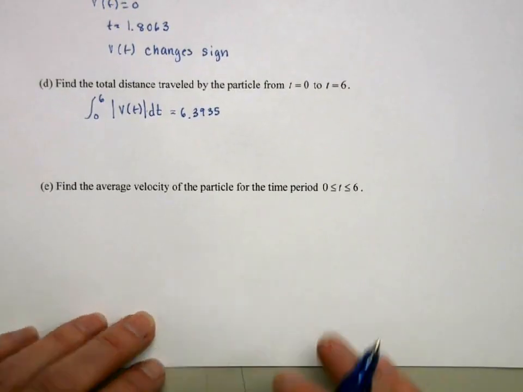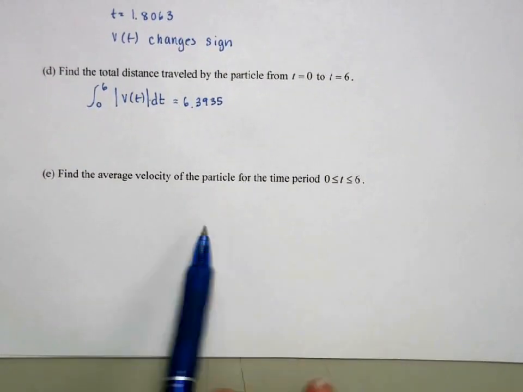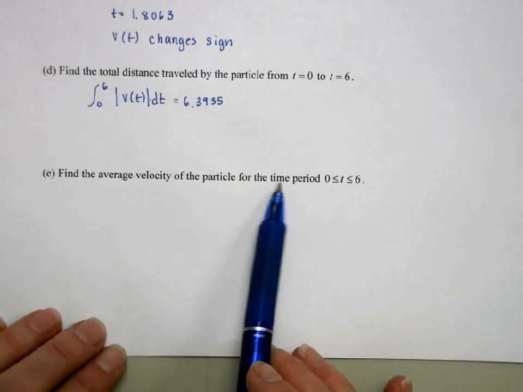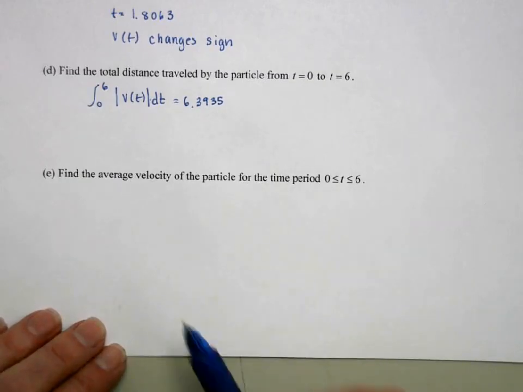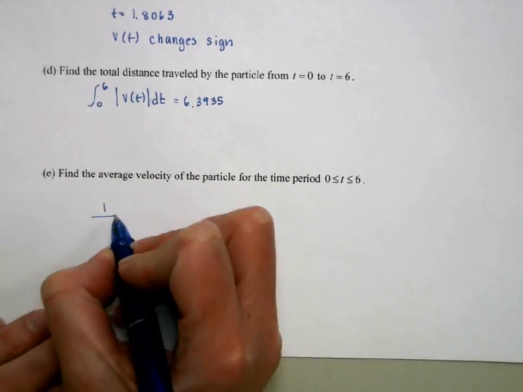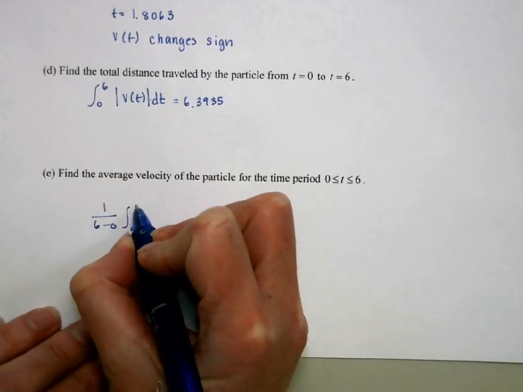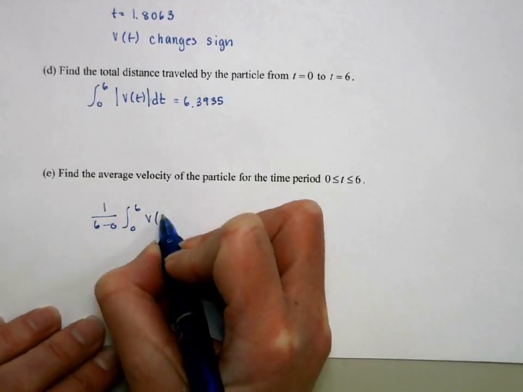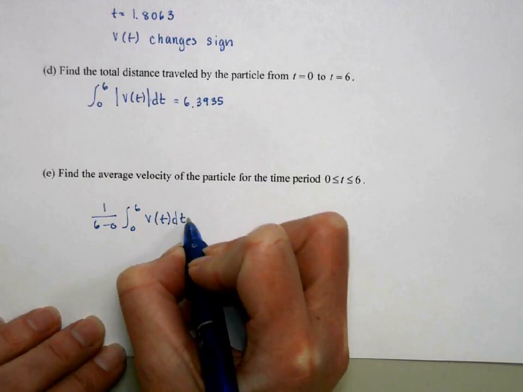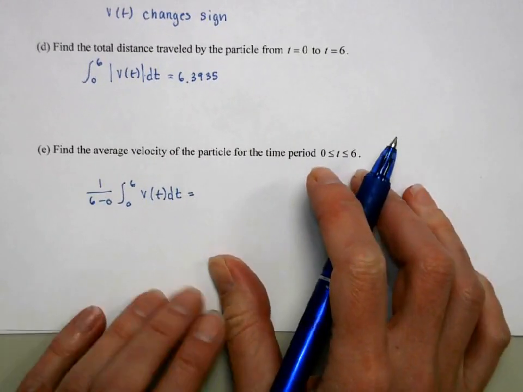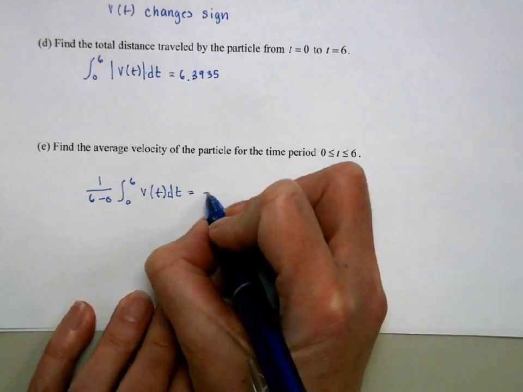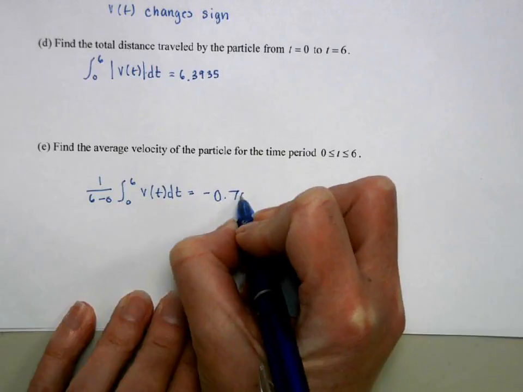Okay, last one with this equation. Find the average velocity of the particle from time period 0 to 6. So this is the average value of the function, which is going to be 1 over 6 minus 0 times the integral from 0 to 6 of our function. Type all that in the calculator, and we're going to get a negative 0.7066.